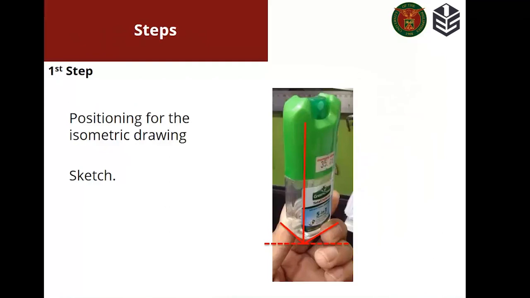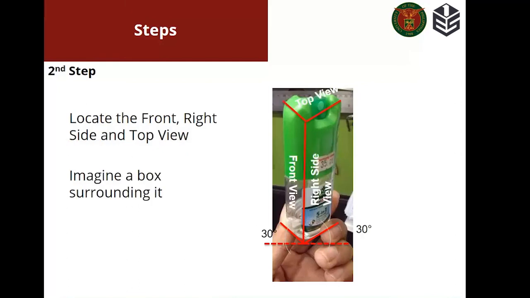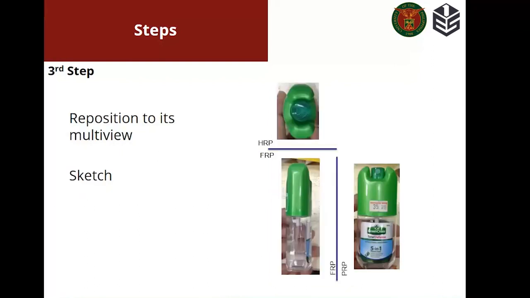So again, just an overview of the steps. Position the object that you want to draw such that there will be 30 degrees on the left and right, and then draw it isometrically. Just remember that there are no dimensions lost along the isometric lines. And then position what you want to draw: its top view, front view, and right side view. And then you can sketch it now.